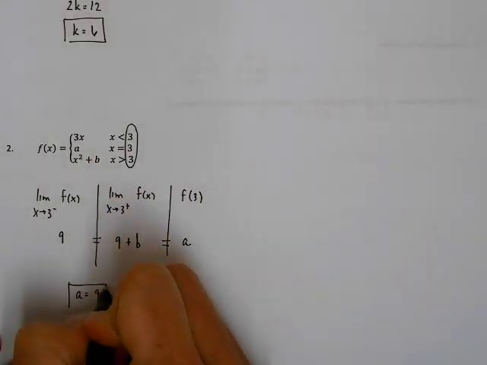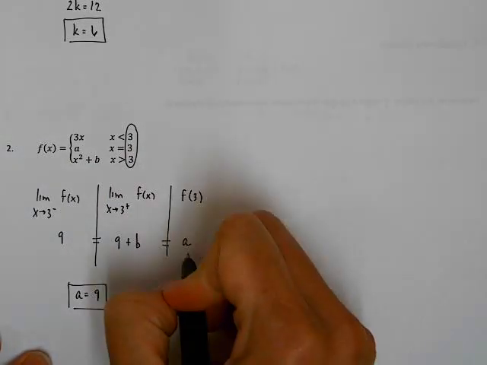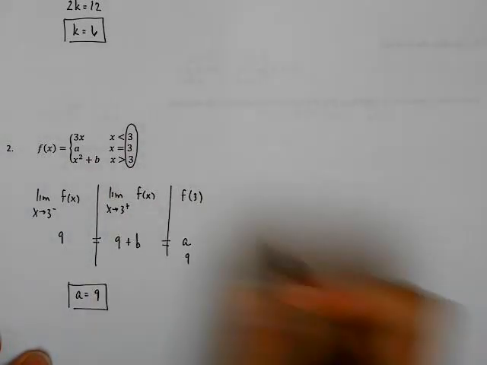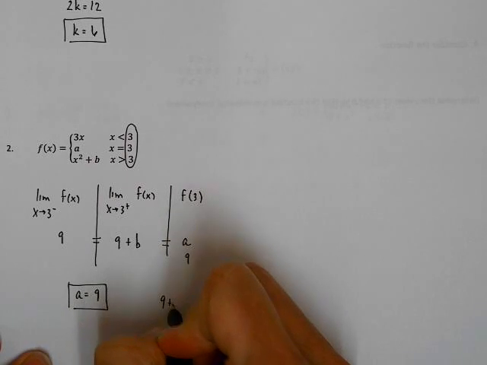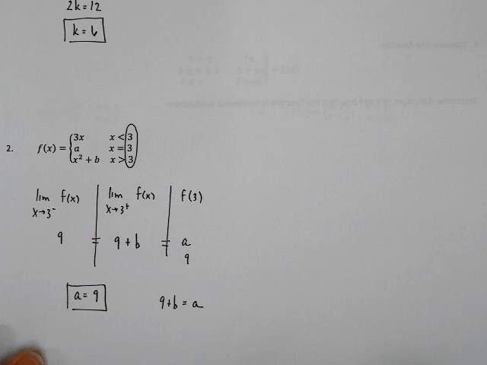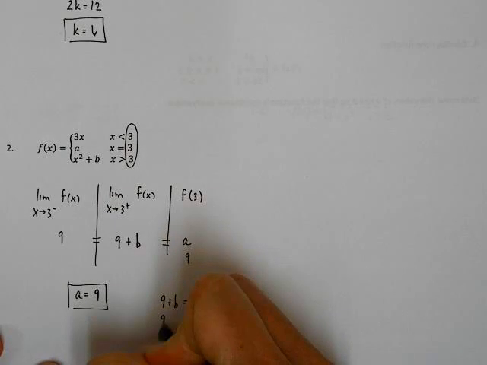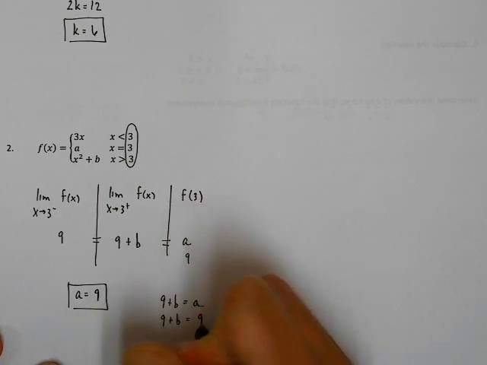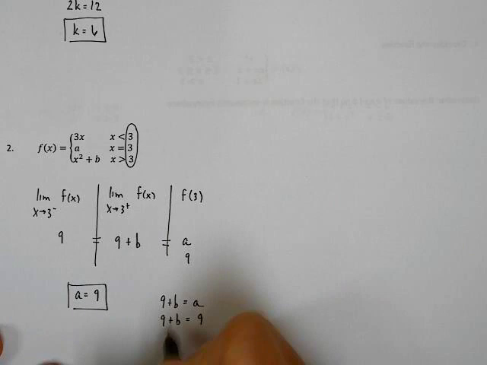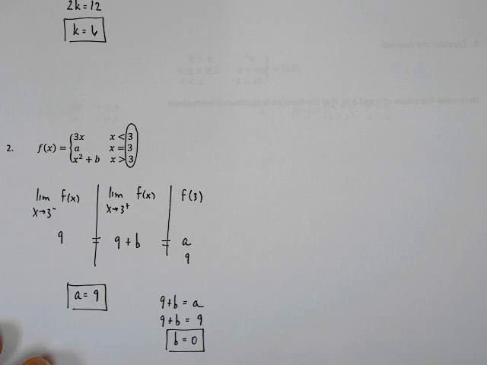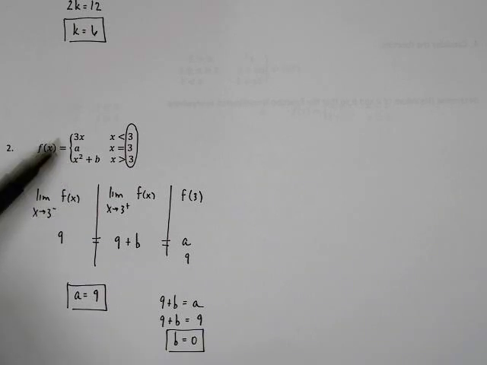So there's one of my constants. Now, if a is 9, then I know that 9 plus b I can set up as equal to a, but we just said that 9 plus b equals 9 because a is 9. So now that tells me that my value of b is 0. And so again, we found the 2 values that if I plugged them into our function would make that function continuous at x equals 3.